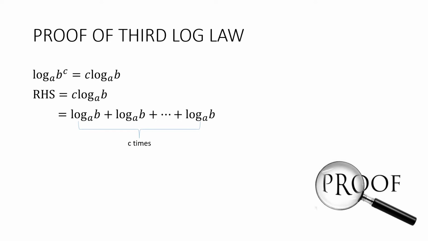Now from our first log law, we know that when we add logs that have the same base, we multiply the arguments. So that's equal to log base a of b times b times b times dot dot dot times b, c times. Okay, and we know that from index notation that b times b times b times dot dot dot times b, c times is b to the power of c.